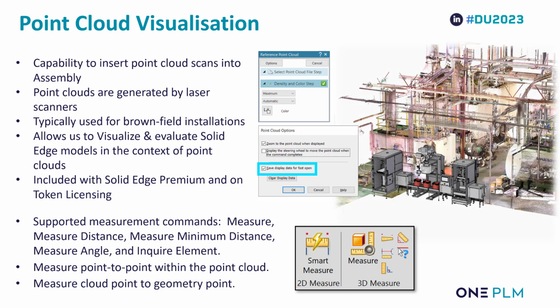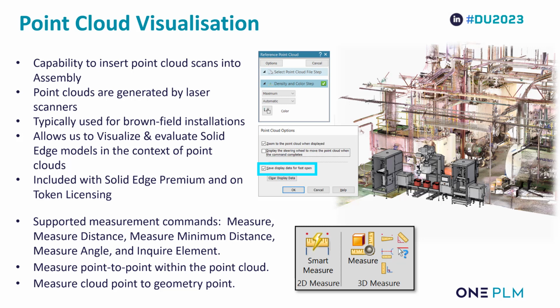Okay, next we're looking at point cloud visualization. So this gives us the capability to insert point cloud scans into data. These point cloud data are typically generated by laser scanners. It can be used for brownfield installations. I've seen them used for all sorts of different things. I've got scans of steam trains and all sorts of other ones. You'll see a nice scan of a lathe in a minute.